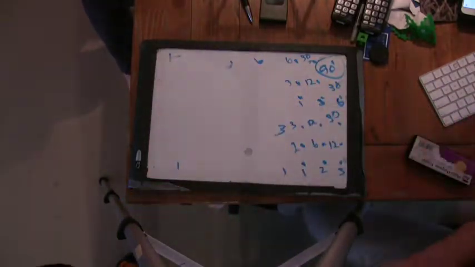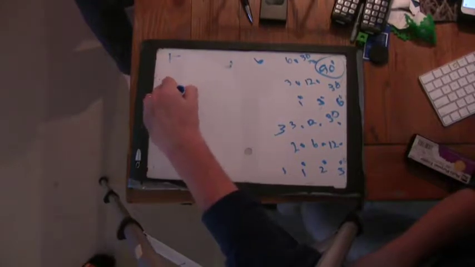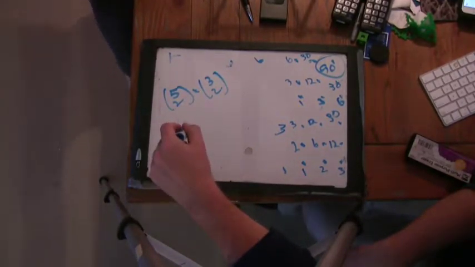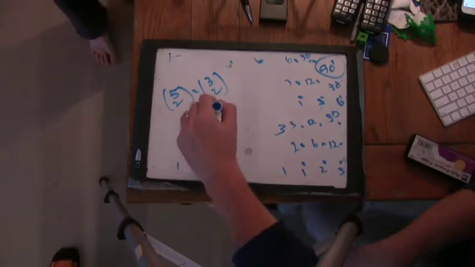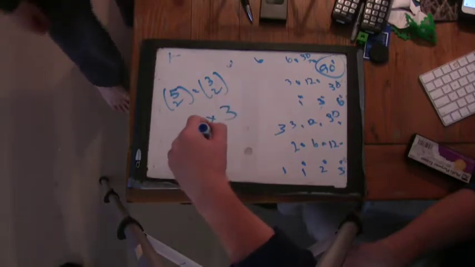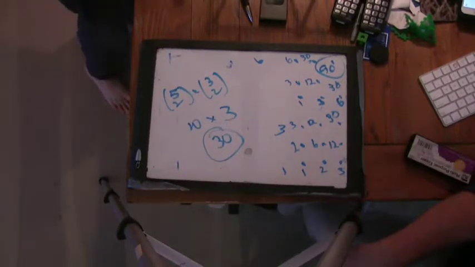So what are my choosing numbers going to be? So it's 5 choose 2 times 3 choose 2. 5 choose 2 times 3 choose 2. So 5 choose 2 is 10. 3 choose 2 is 3. So it's 30. 10 times 3 is 30. Nice. So there you go.